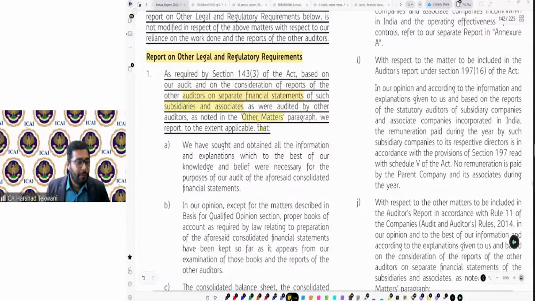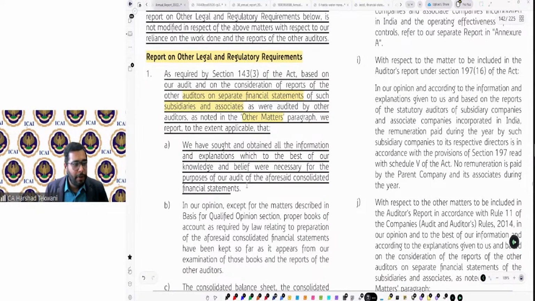Now, the next part. We have sought and obtained all the information and explanation which, to the best of our knowledge and belief, were necessary for the purpose of our audit and for the aforesaid consolidated financial statement. So they say that whatever information was necessary for the audit of the consolidated financial statement, we have received.